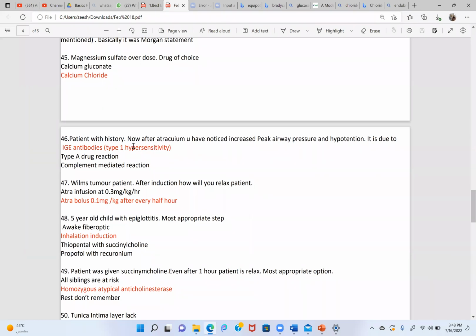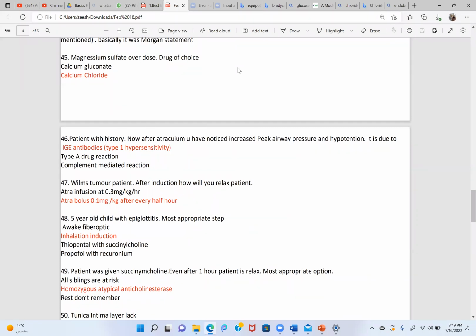Patient with history. Now after atracurium, you have noticed increased peak airway pressure and hypotension. It is due to. Sir, if calcium chloride is the drug of choice, why do we always use calcium gluconate in our practical setting? Actually, calcium chloride is more irritant. It is better to use it with a central line. Also, if calcium chloride is given fast, it itself can cause arrhythmias. This may be the reason.